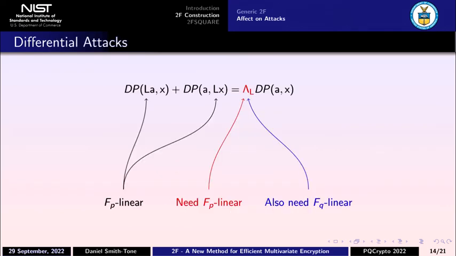Considering differential attacks, we note that the structure of a differential symmetry requires that the application of an F_p linear map to the input produces an F_p linear map on the output. However, since the output of F is transformed by an F_q linear map, for the attack to work, we would need the alternating composition of F_q and F_p linear maps to remain linear. They are not, so this style of attack simply breaks down.